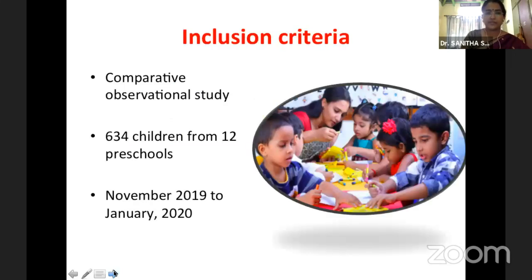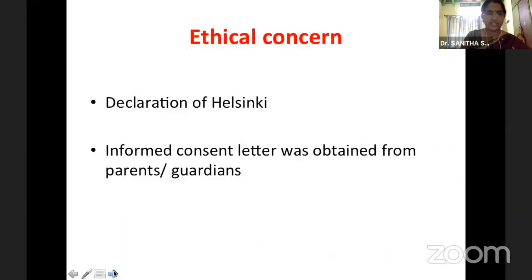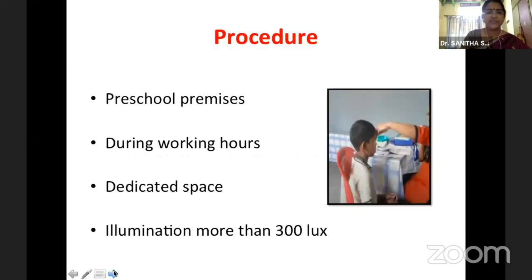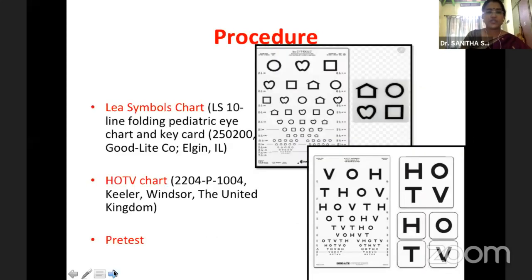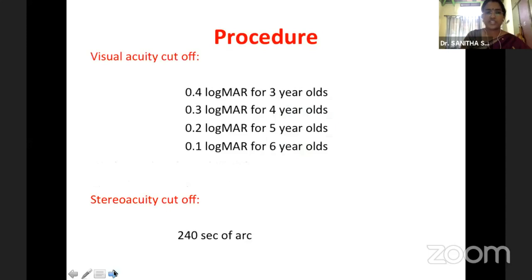This was a comparative observational study of 634 children. We excluded those with unreliable measurements and neurological deficits, and informed consent letter was obtained from the parents. And this screening was done in the preschool premises in a dedicated space. And the charts used were Lee symbol charts and HOTV for visual acuity. And these charts were familiarized to the children in the form of a pre-test with the optotypes. And then near stereo acuity estimation was done using TNO stereo test.